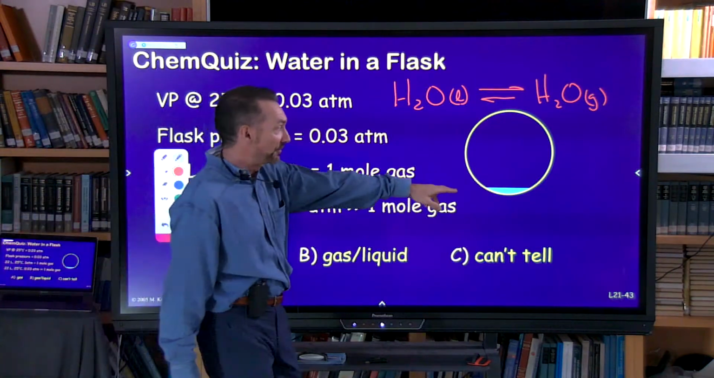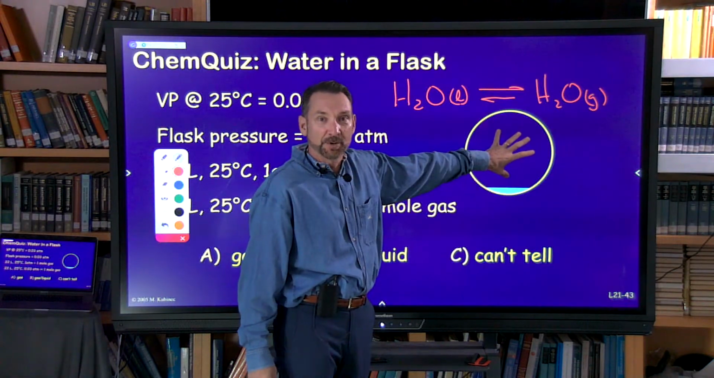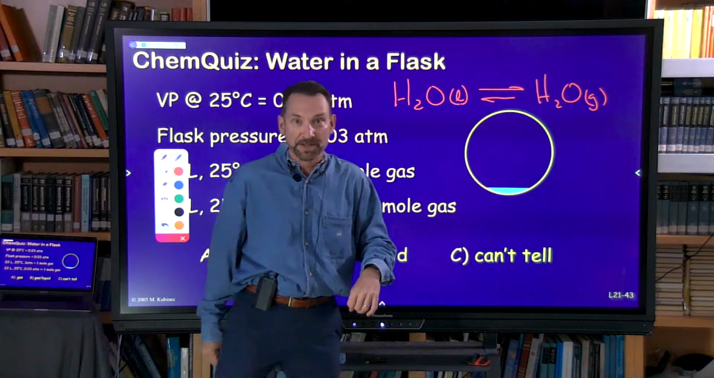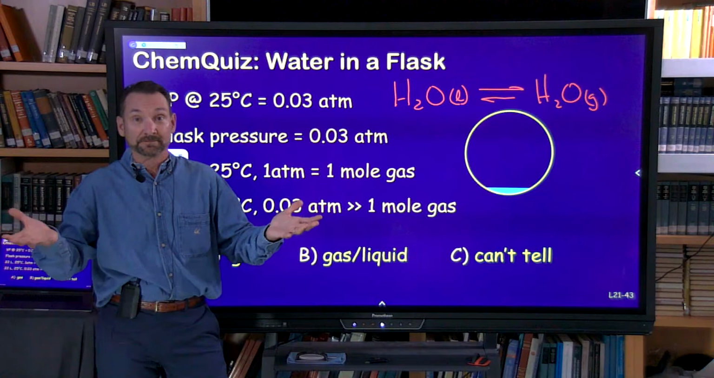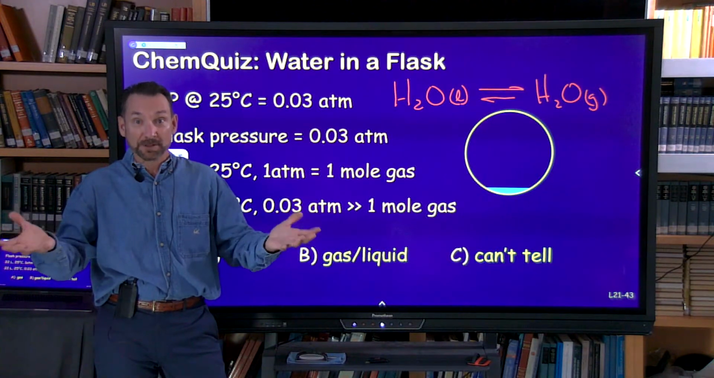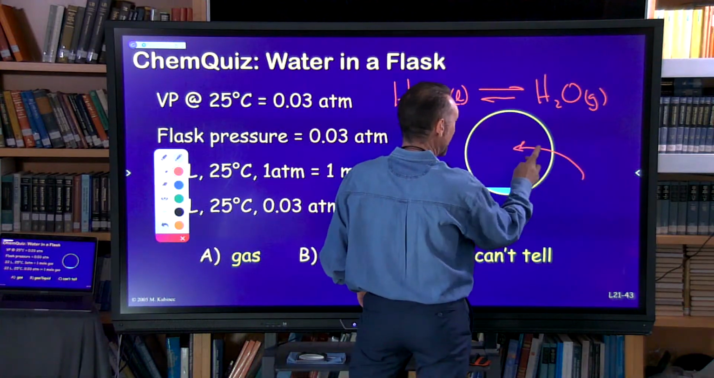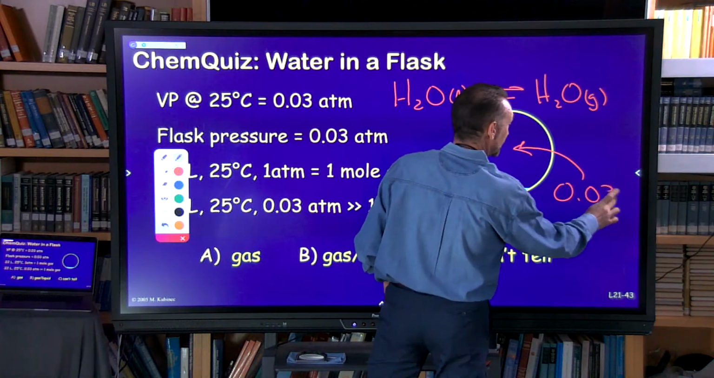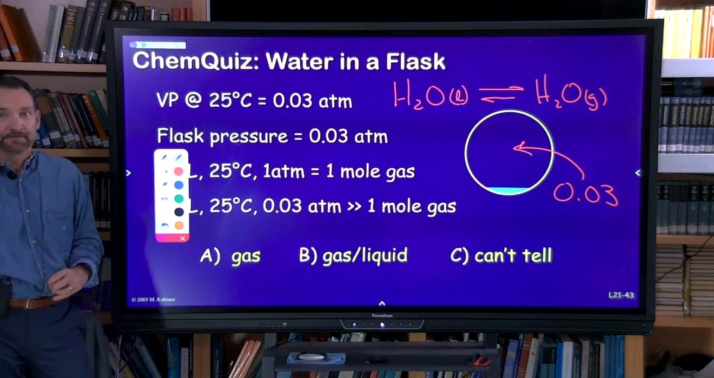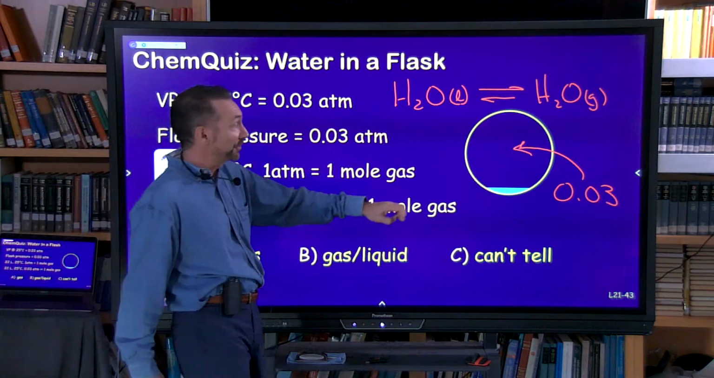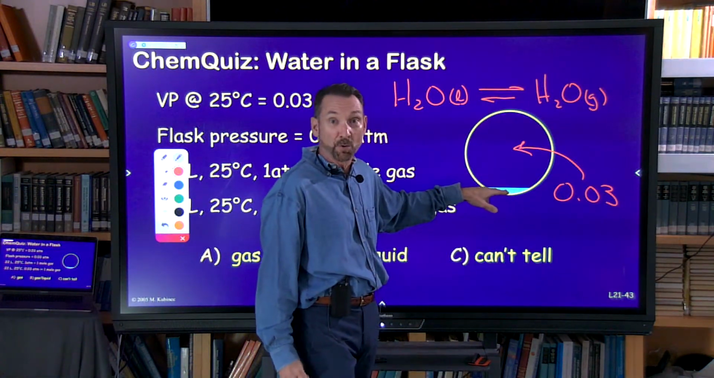That's the equilibrium constant. That is the pressure of water at equilibrium. You're not at equilibrium. You inject it into a flask that's evacuated. So you inject some water in there, and water will evaporate until what? It reaches equilibrium at 25 degrees C. So it will evaporate until this pressure is 0.03 atmospheres. The question is, when that gets to 0.03 atmospheres, have you used up all your water?